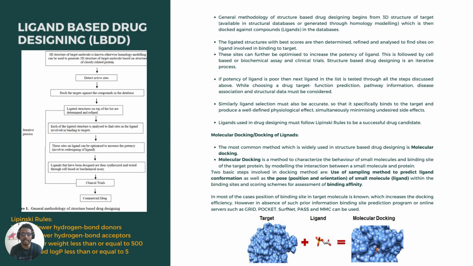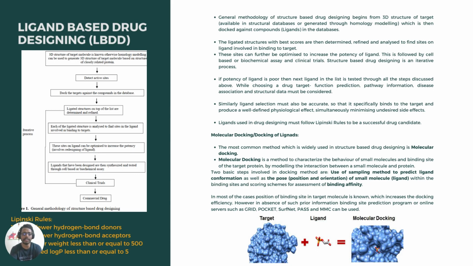So if our target ligand molecule is able to bind properly on the active sites of the protein, then based on the binding rate, the database itself gives the ranking to the ligands. Again, these sites can further be optimized to increase the potency of the ligand, meaning that the more efficiently a ligand binds to the target site, the more potency it has. More binding efficiency is indicated by more potency of the ligand.